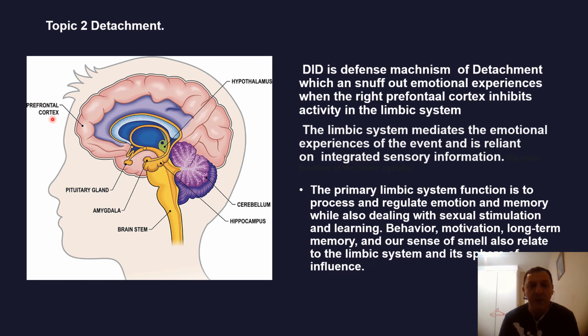So what happens when information comes in, maybe a person sees trauma or something abusive or something they can't handle, or they're experiencing some type of attack and it's repetitive? The brain actually stops that memory; the prefrontal cortex cuts off the memory. The limbic system mediates the emotional experience of the event and is reliant on integrated sensory information. So the limbic system can actually cause the split in the mind because of the trauma. The primary role of the limbic system is to process and regulate emotion and memory while also dealing with sexual stimulation, learning, behavior, motivation, long-term memory, and our sense of smell also relates to the limbic system and its sphere of influence.